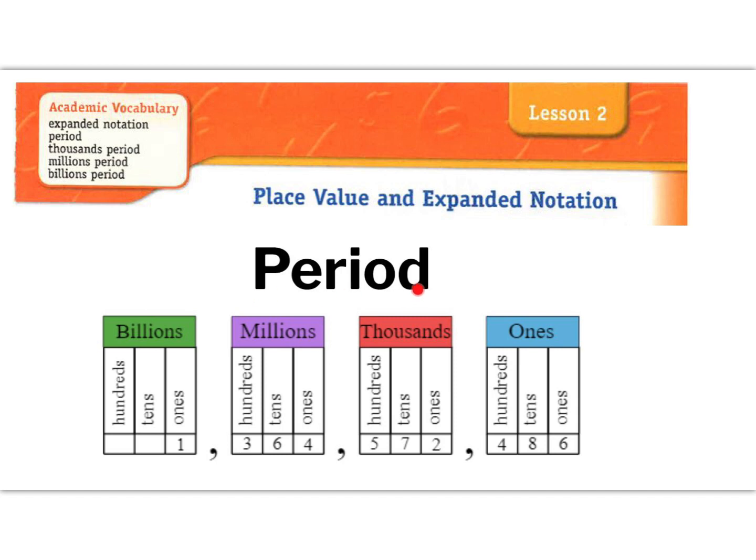The next word is period. So we have billions, millions, thousands, and ones. The 3 place values right here, the ones, tens, hundreds, is the ones period. The next is the thousands. So then you have the ones, tens, and hundreds in the thousands period. Okay, so this would be 1,000, 10,000, 100,000.